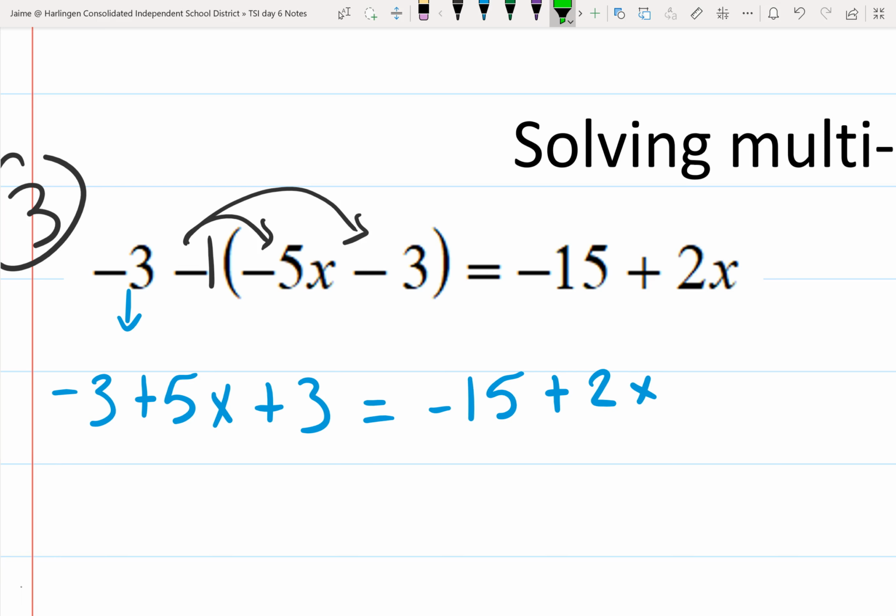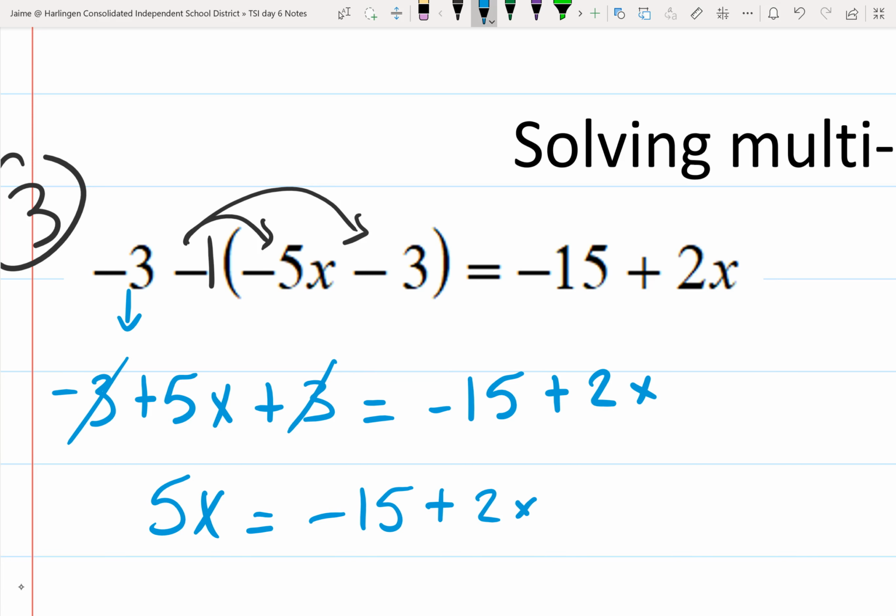Now we notice we have a negative 3 and a positive 3. These are numbers with numbers. There's numbers together already here. Negative 3 plus 3. If you add negative 3 plus 3, that goes to 0. So this is just going to be 5x is equal to negative 15 plus 2x.